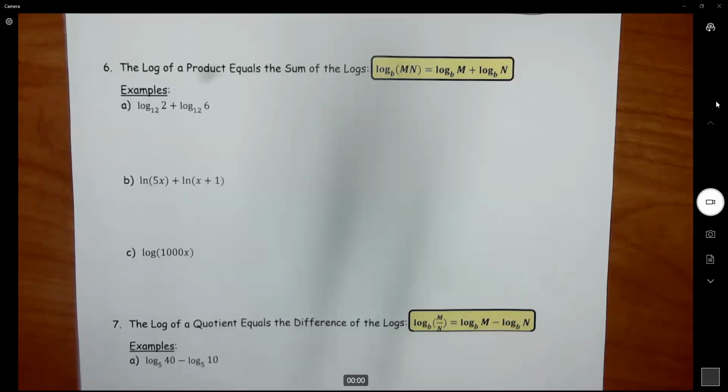In this video, we're going to go over the last three properties of your logs. And so we have sum of logs, difference of logs, and power.